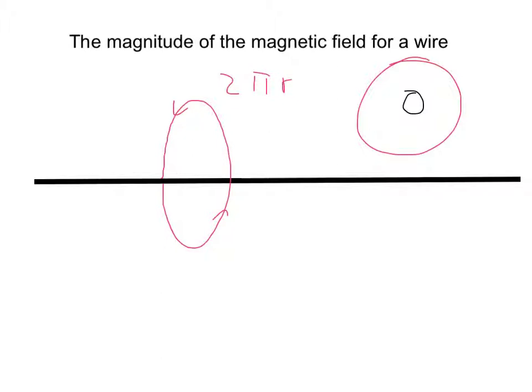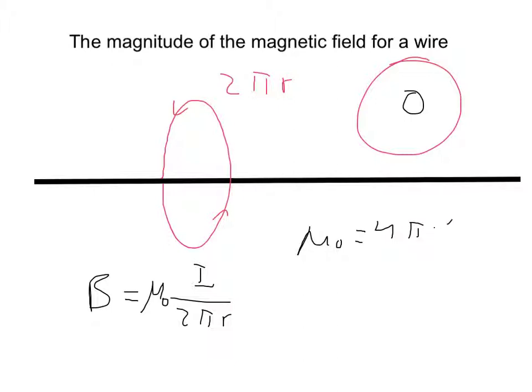So the strength of the magnetic field created by a wire is, well, first it's proportional to the current, so it has to be I, then divided by 2 pi r, and then we need a proportionality constant here, as always. And in this case, the proportionality constant is called mu 0, where mu is the Greek letter mu. Now it turns out that this mu 0 has a value of 4 pi times 10 to the minus 7.